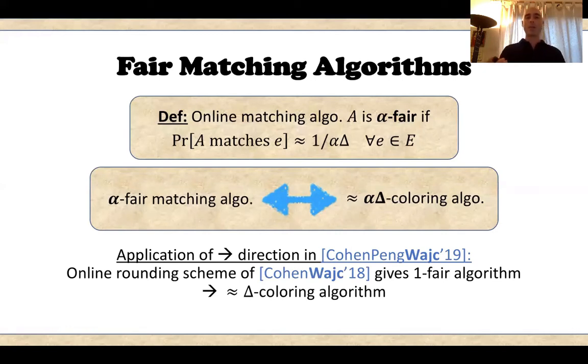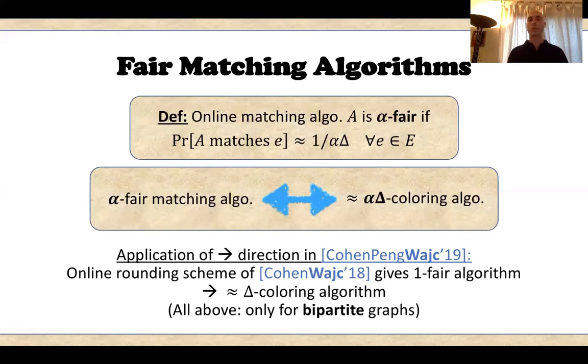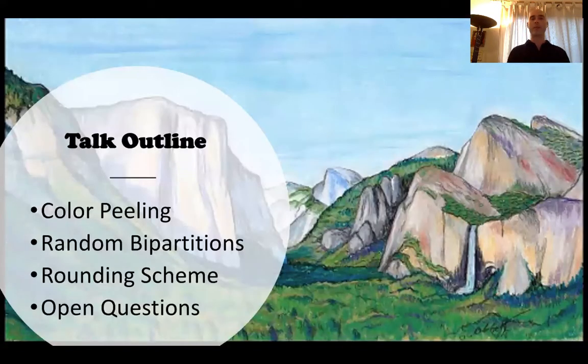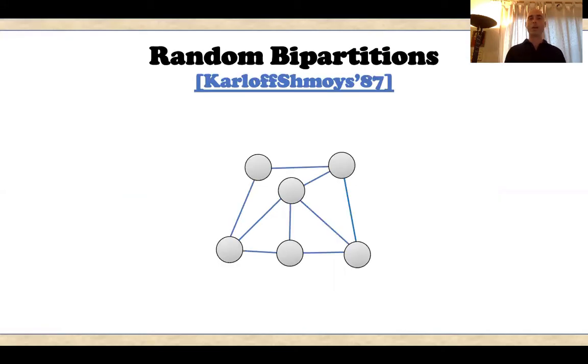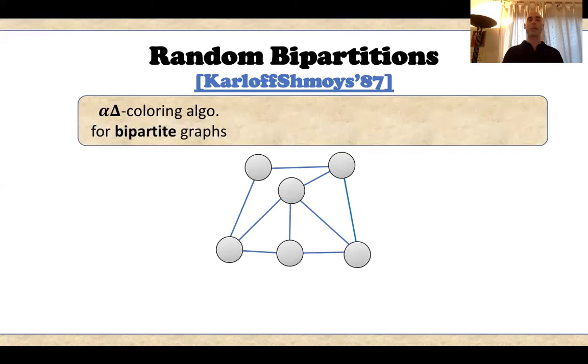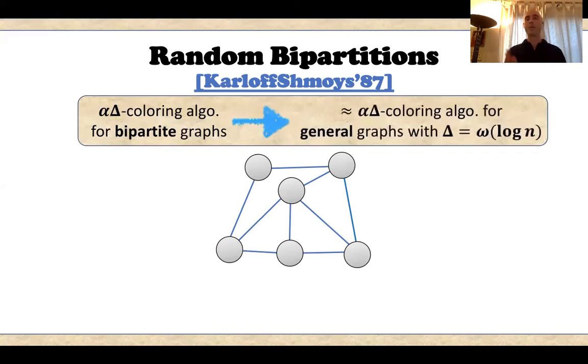Now, unfortunately, the rounding scheme of Cohen and Wajc only works for bipartite graphs. And so this result was really restricted to bipartite graphs. And so the natural question is, can we somehow lift results from bipartite edge coloring to general graph edge coloring? And for this, we'll revisit a fairly old technique of Karloff and Shmoys from the late 80s, who came up with this approach in the context of parallel algorithms. And this reduction from general to bipartite graphs can be stated as follows. If you have an alpha delta coloring algorithm for bipartite graphs, then you have a roughly alpha delta coloring algorithm for general graphs with superlogarithmic maximum degree.